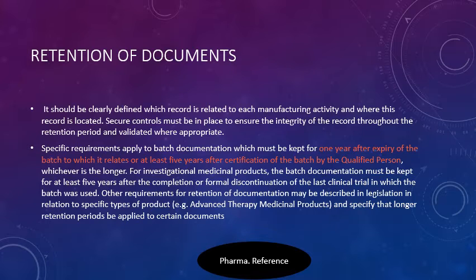Retention of documents. It should be clearly defined which record is related to each manufacturing activity and where this record is located. Secure controls must be in place to ensure the integrity of the record throughout the retention period and validated where appropriate. Specific requirements apply to batch documentation, which must be kept for 1 year after expiry of the batch to which it relates, or at least 5 years after the certification of the batch by the qualified person, whichever is the longer.